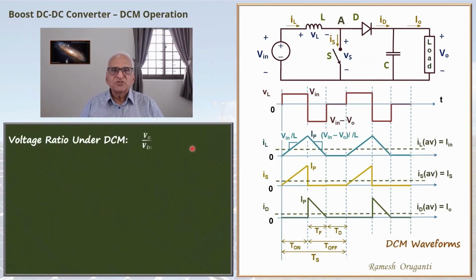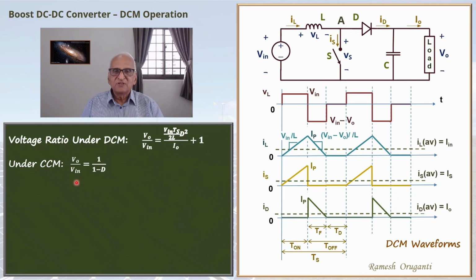This is the equation we just now derived. V naught by V in equals V in Ts by 2L d square by I naught plus 1. Notice that V naught by V in depends on duty cycle as you would expect, but it also depends on output current, and also it depends on the input voltage, the switching frequency, that is Ts, period, and the inductance value. In the CCM case, V naught by V in is simply equal to 1 by 1 minus D. It was not dependent on the load current. It was also not dependent on the switching frequency, inductance, etc.